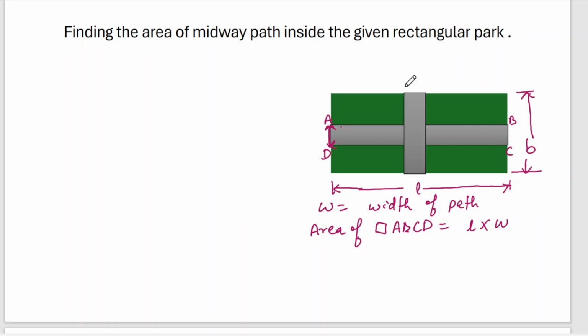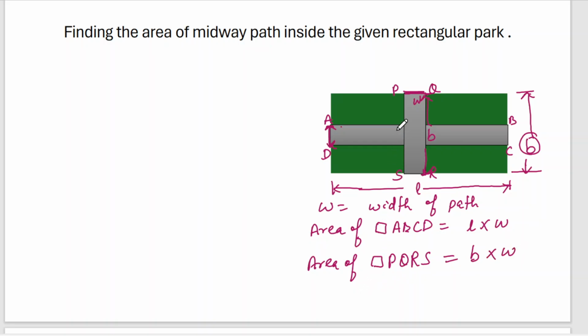Now let me calculate the area of this. Let me name the rectangle PQRS. What is the length of this, from here to here? You can take the reference. This is your B. From here to here it is B. And what is the breadth? Breadth is again W. So area of rectangle PQRS is given as B, which will work as our length, into W.